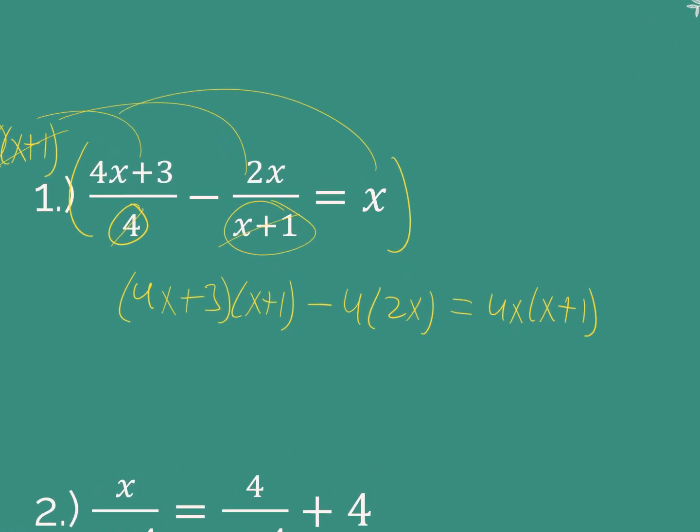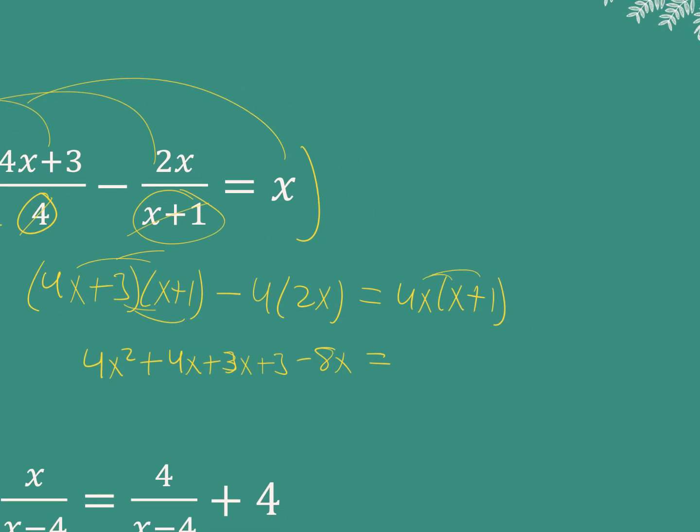And now this, we just want to distribute everything, multiply, FOIL, simplify it, all that stuff, right? So let's FOIL this side, and we should get 4x squared plus 4x plus 3x plus 3. And then negative 4 times 2x is going to be a negative 8x. And this is going to equal, we can distribute 4x to everything. It's going to be 4x squared plus 4x.